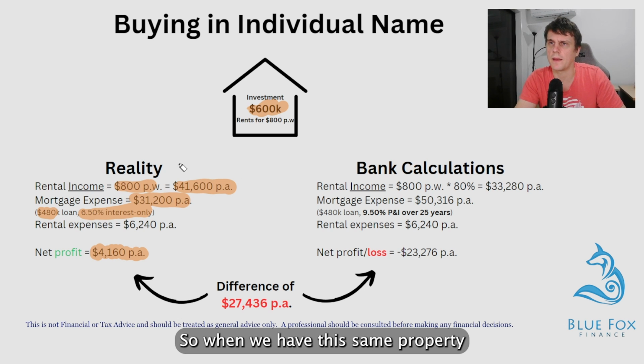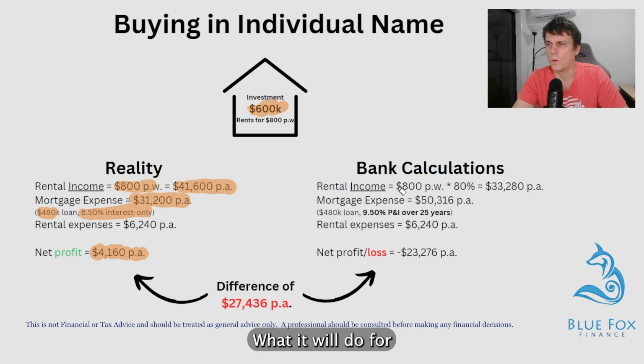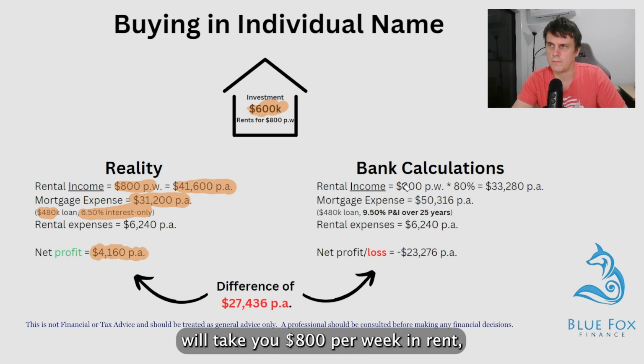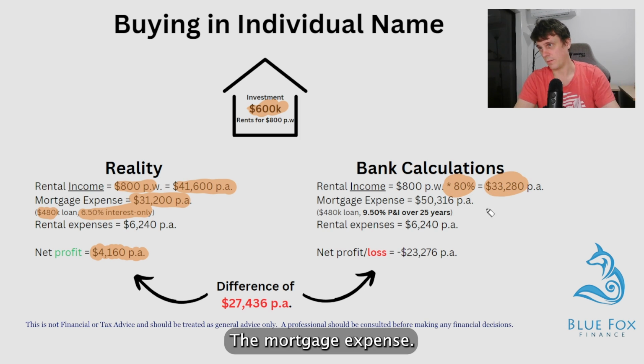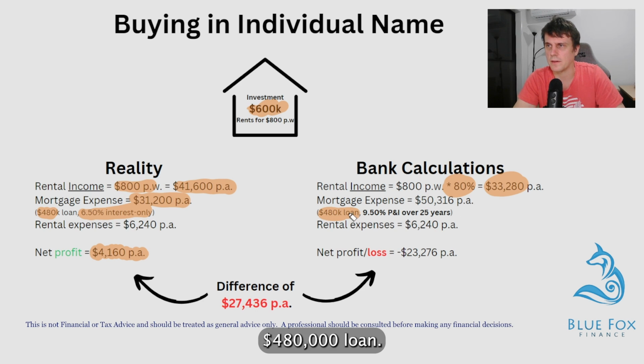So when we add this same property that's positively geared into the bank's calculator, what it will do for your affordability, we'll take your $800 per week rent. We'll only accept 80% of that, so we'll only accept $33,000 per year. The mortgage expense, this is a very big one, so you take the same $480,000 loan.